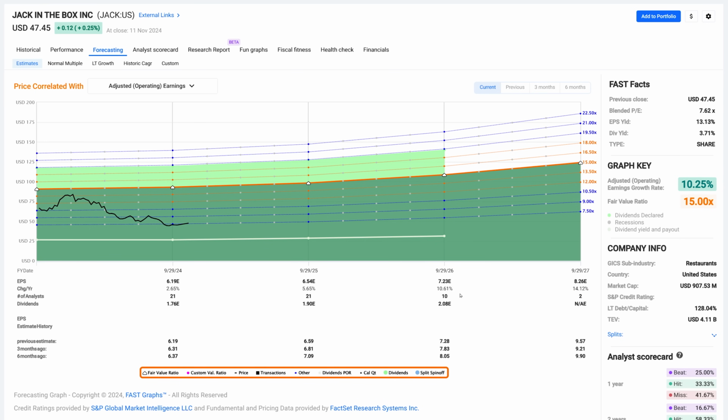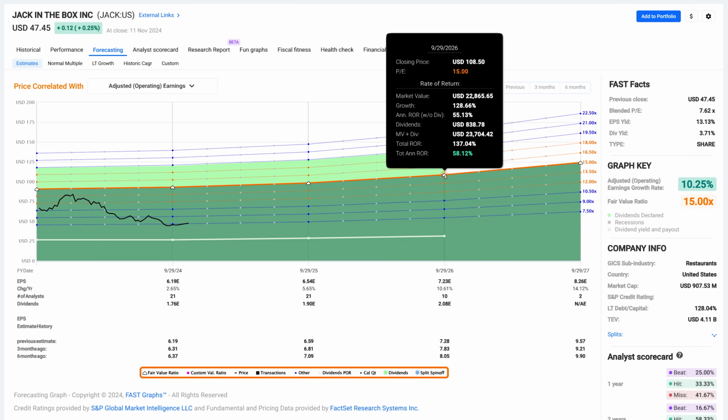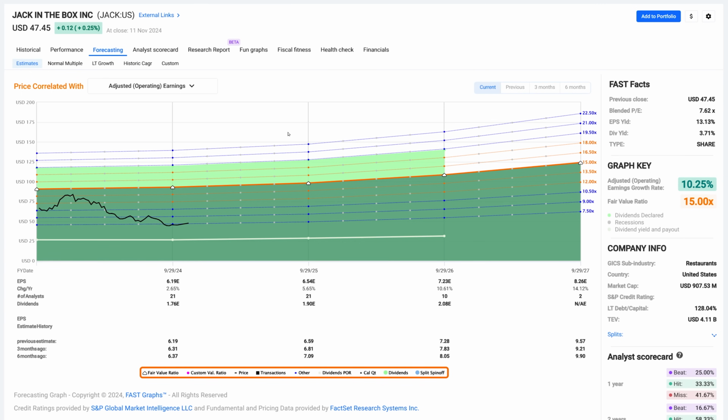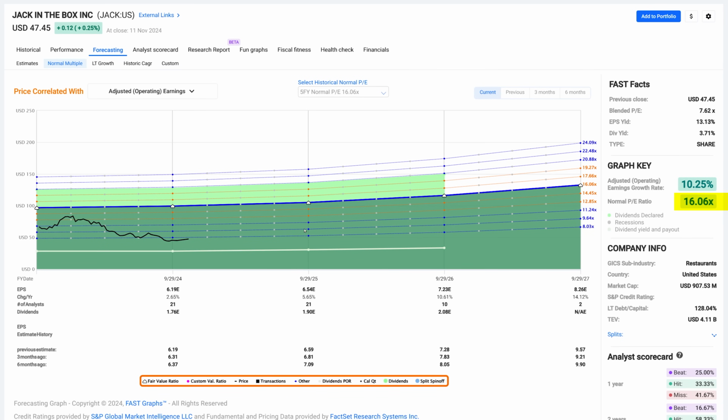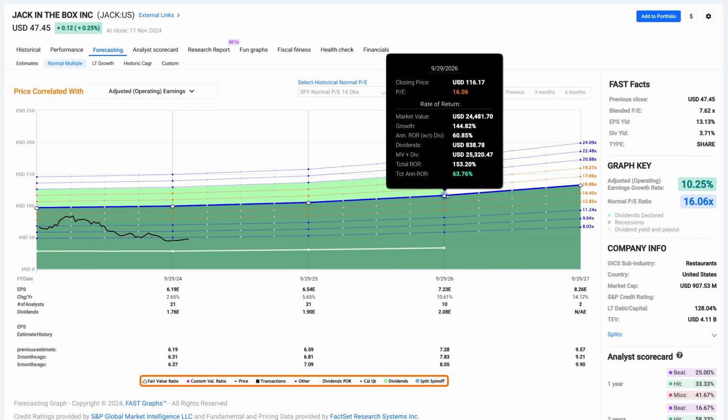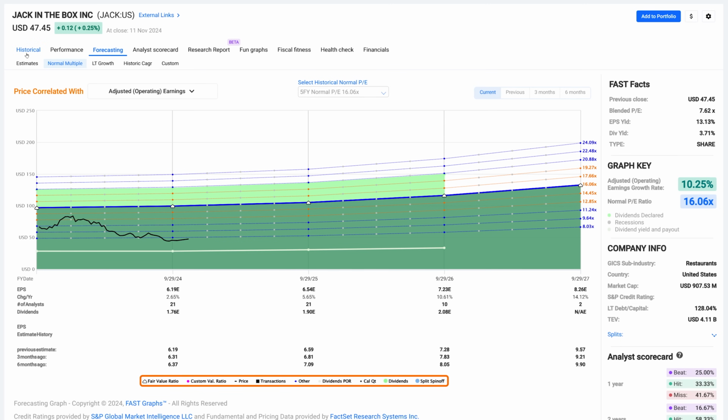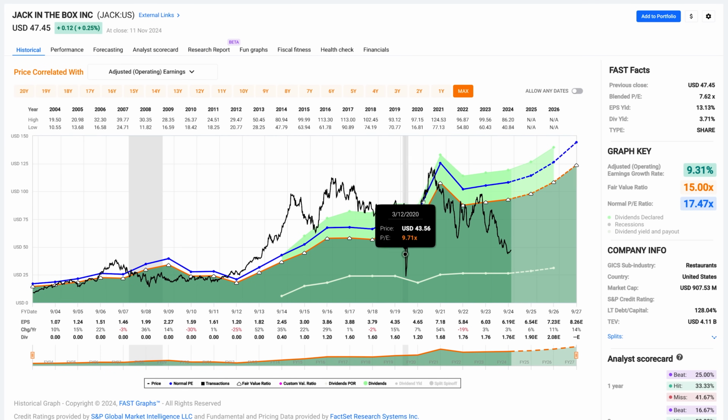But if I go where there are analysts, and by the way, this has a September fiscal year, if I go looking at 2026 where there are 10 analysts, this could end up generating a 58% rate of return at a 10 multiple. But if I go to the normal multiple for this stock of 16 times earnings, that could even be a 64% annualized rate of return. So Jack in the Box is very, very cheap. It has traded at 15-ish multiples numerous times in the past. So you could either see this as a great opportunity or great risk.